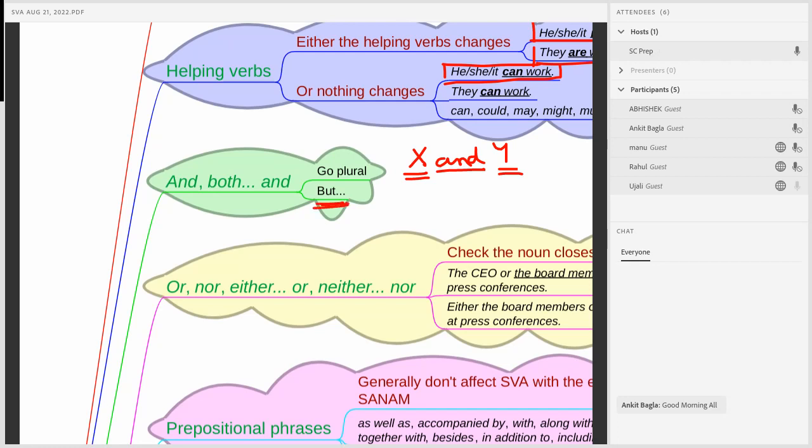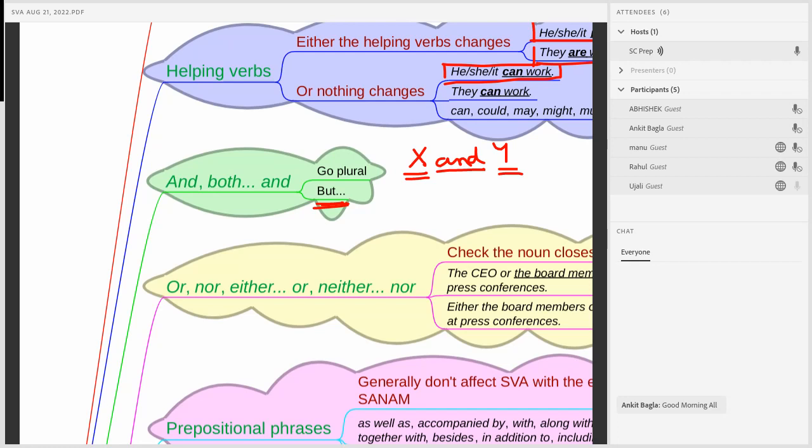In English, although this is a very reliable rule that X and Y will go plural, there are very specific circumstances under which even X and Y will not go plural. So X and Y might be considered to be one thing. Now, as far as I know, the GMAT doesn't make too much of an effort to test this. So for all practical purposes, I think we should be okay saying that X and Y together is going to be plural. And the same thing applies to both X and Y.